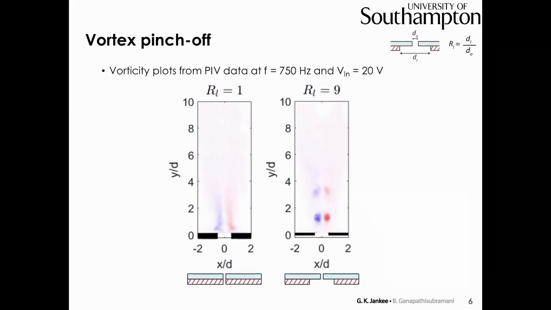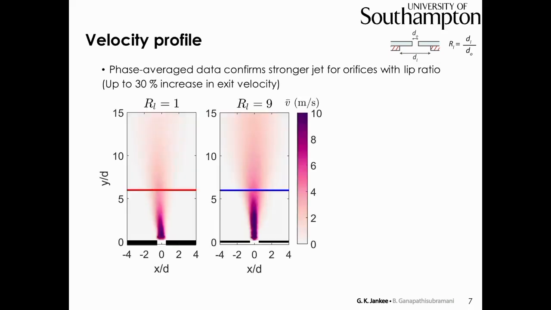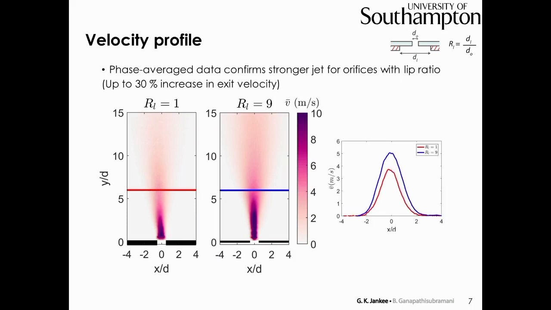At this point, we are not really sure what goes on. Whereas if we have a lip ratio, we can clearly see the coherent vortical structures being formed, pinching off the orifice edges and advecting away. If we look at the phase-averaged data, we can clearly see there's a difference in stroke length. For a lip ratio, we get a much higher stroke length than for the case where the lip ratio is 1. If we take the velocity profile across the span, we can see that we get an increase in velocity of up to 30%.